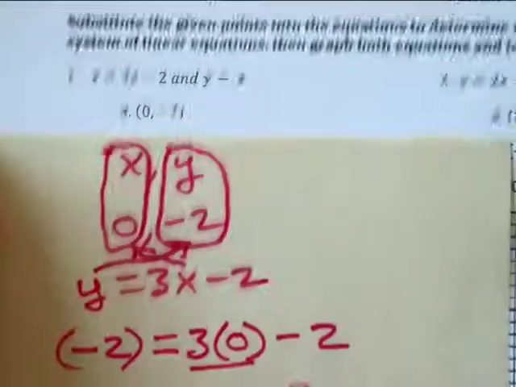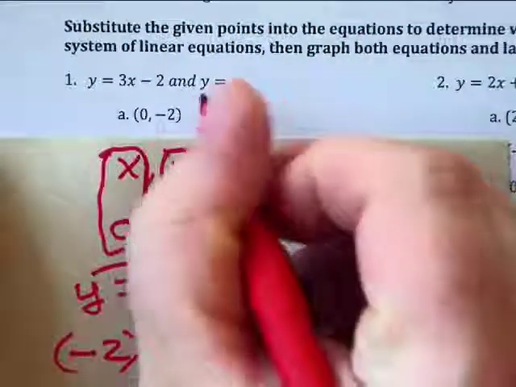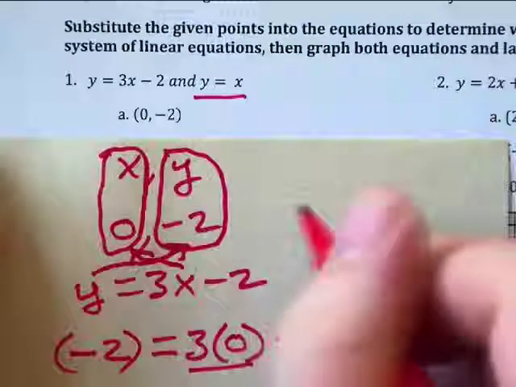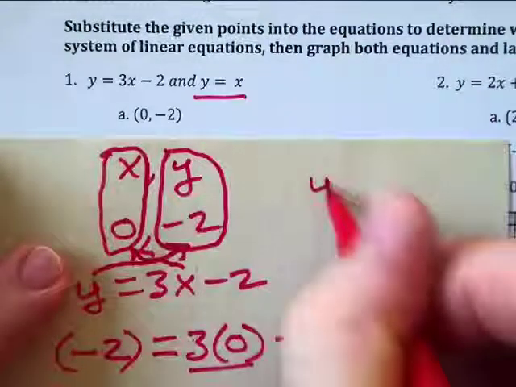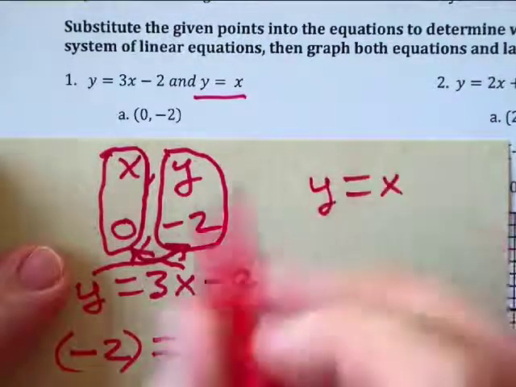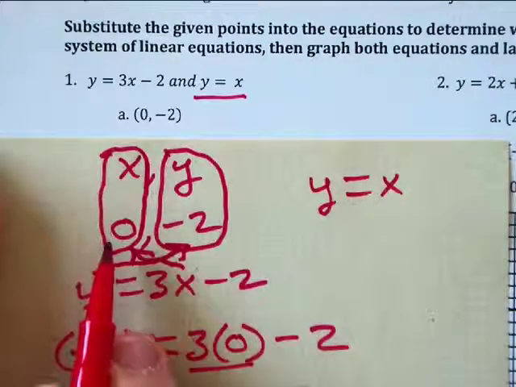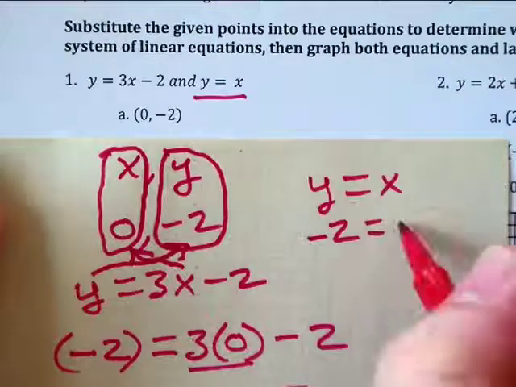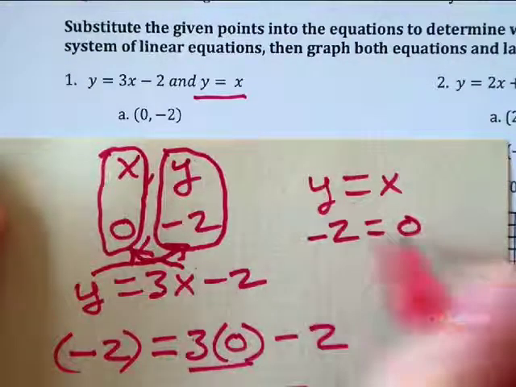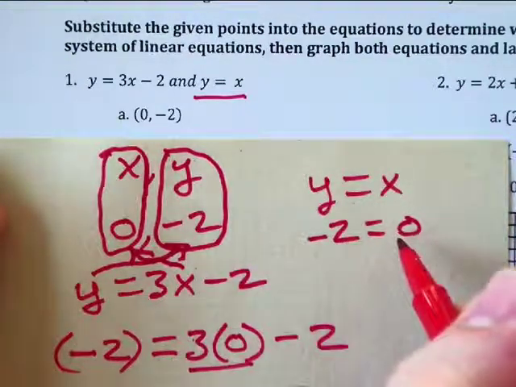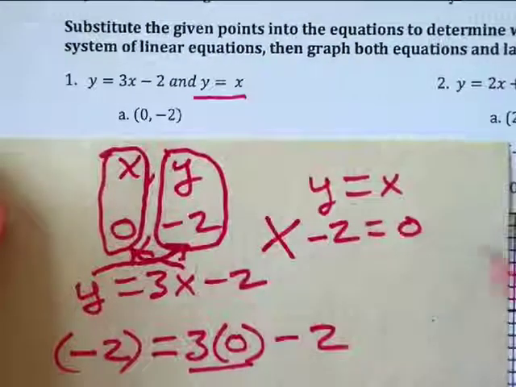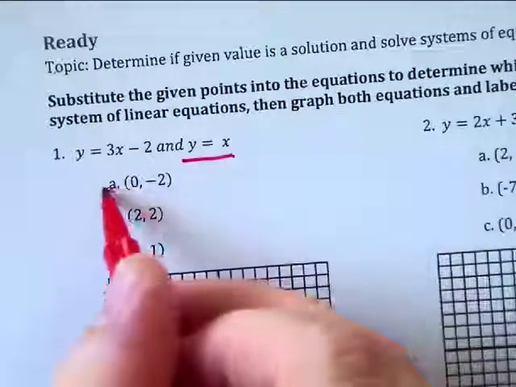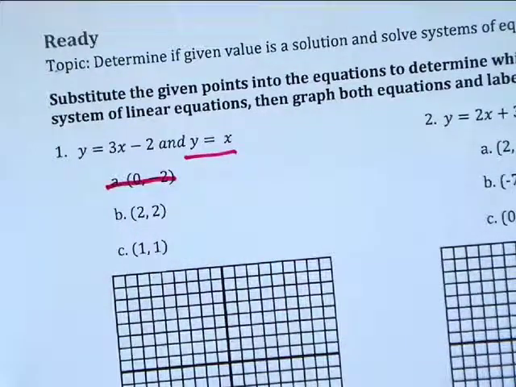But that's not the only thing there. We also have a separate equation, y equals x. So again, y equals x, we plug in our x and we plug in our y. Our y is -2 and our x is 0. Does -2 equal 0? And the answer is no, it does not. So we cannot use A. A is not a correct answer.